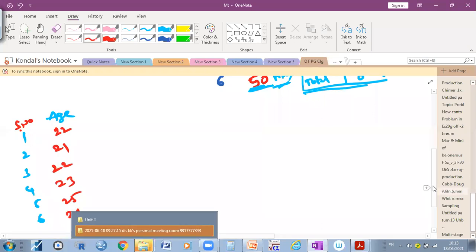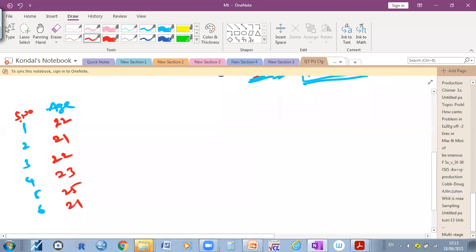For example, I have taken the ages of students randomly. One person's age is 22, 21, 22, 23, 25, 21. So how can we do the frequency table here? Here age, and here frequency. Which is the minimum age here? 21. You can write 21 here. How many are there? 1, 2. Simple, you can write tally numbers if you want.